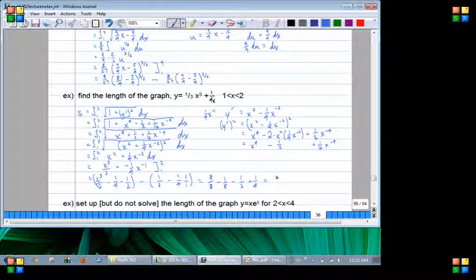So let's see. This is all over 24. It's going to be 64 minus 3 minus 8 plus 6. So that gives you, let's see, 59 over 24. If they just want you to give it to me as a decimal, that's fine too. Plug it in, use a calculator. Okay.